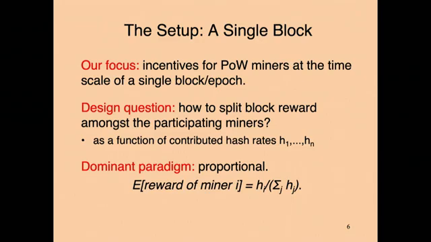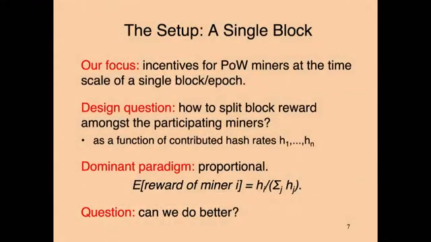Okay? So that's the design question. Given the computational power people bring to the table, how should you distribute the block reward? So what's the dominant paradigm? How is this done in something like Bitcoin? Well, it corresponds to what I'm going to call a proportional allocation, meaning the expected reward of a miner is just equal to the fraction of the overall hash rate that belongs to it. So if you bring 20% of the overall hash rates, your expected reward is 0.2 times the block reward.